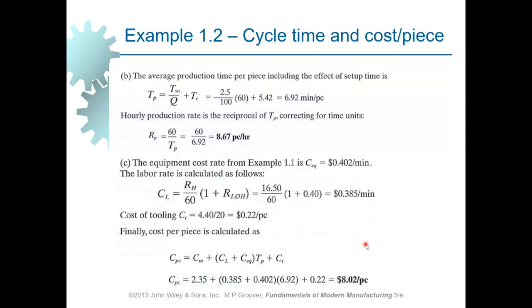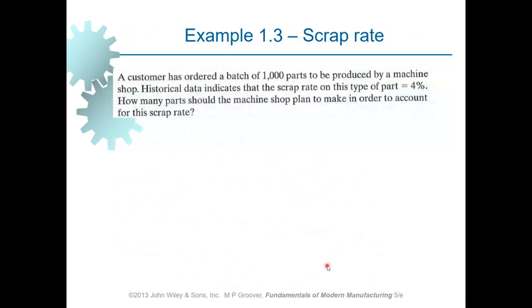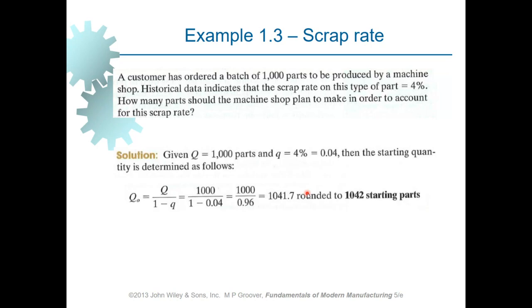Okay, moving on. Next problem, it's asking us: a customer has ordered a batch of 1,000 parts to be produced by a machine shop. Historical data indicates that the scrap rate for this type of part is 4%. How many parts should we start with in order to end up with 1,000 quality, or acceptable, parts? Take the last equation out from the equation sheet, substitute the values that are given. Q is given as 1,000, and lowercase q, which is the scrap rate, is given to be equal to 4%, and then you can easily compute the value of Q0, and that's the number of parts that we need to start with.